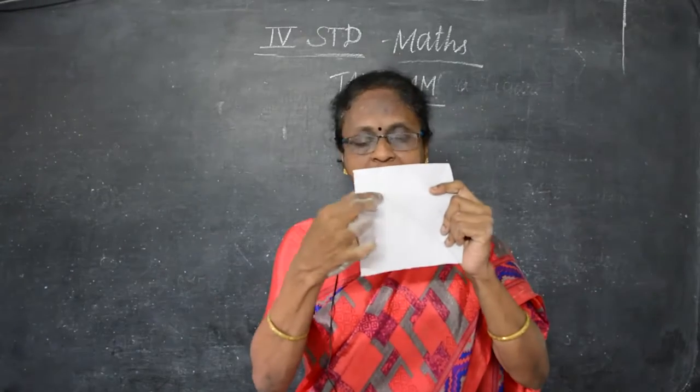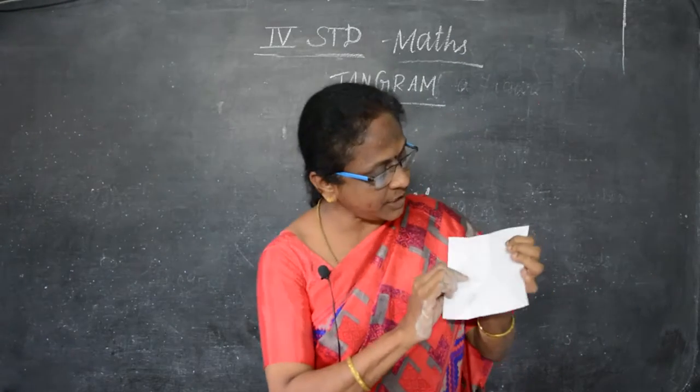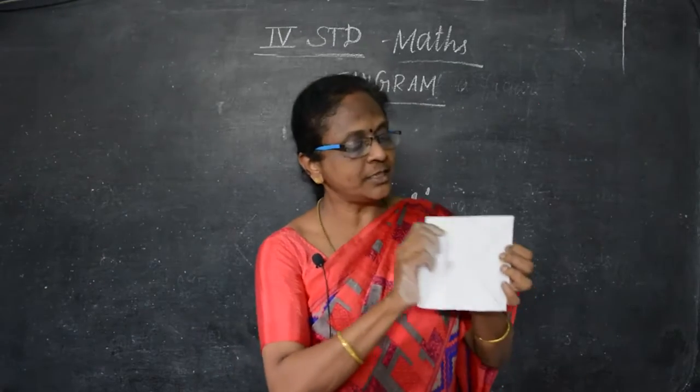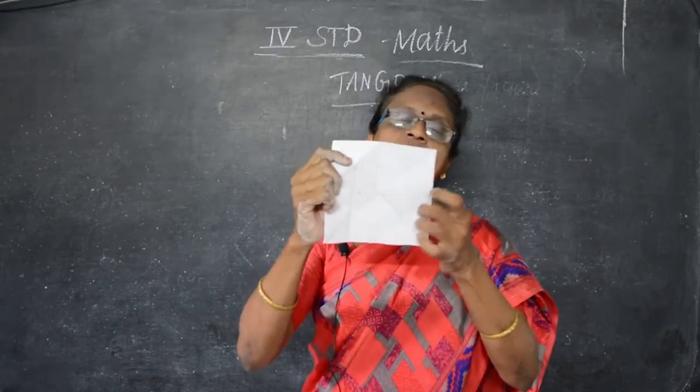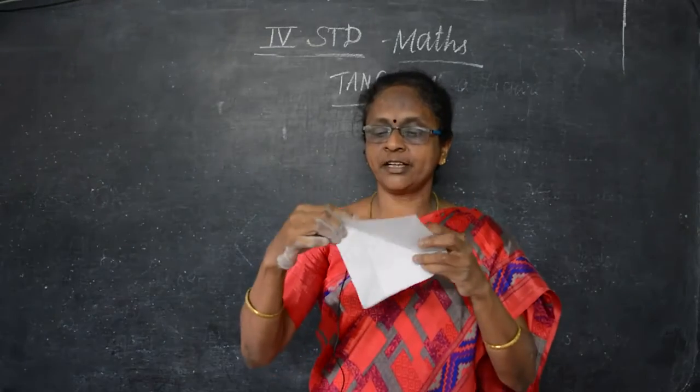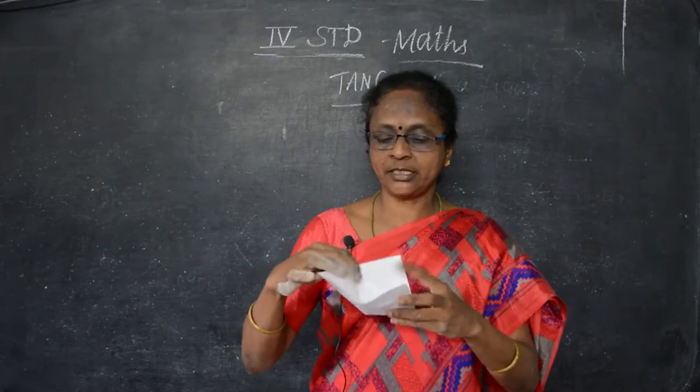And then here one triangle will come, that is number 3. And above, a diamond shape will come, that is number 4. And this is number 5 and number 6 and number 7. So listen carefully, folding the papers. First foldings and then the second foldings.